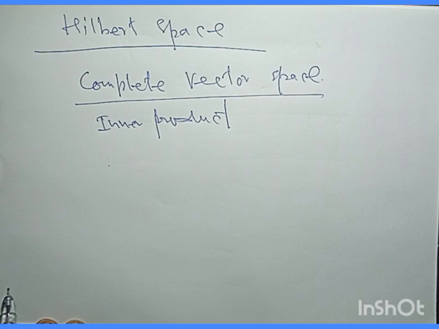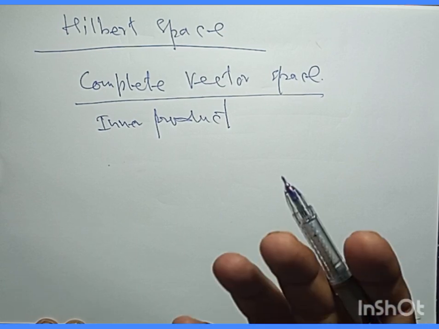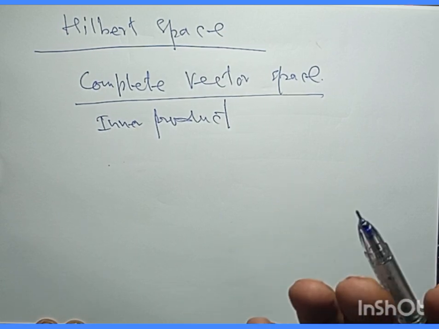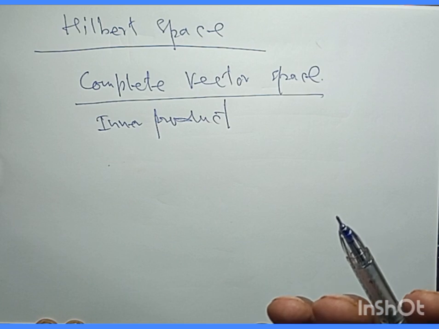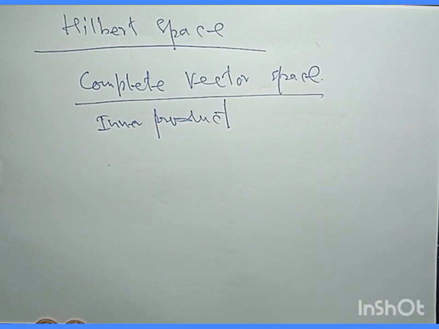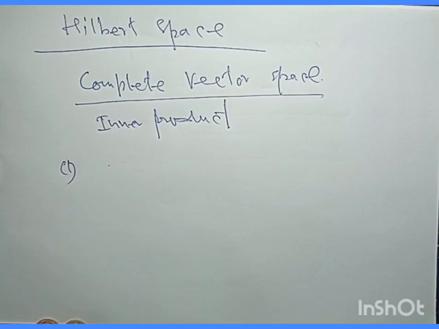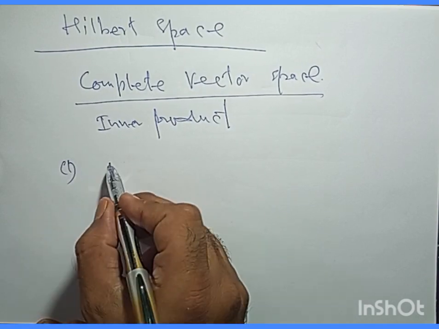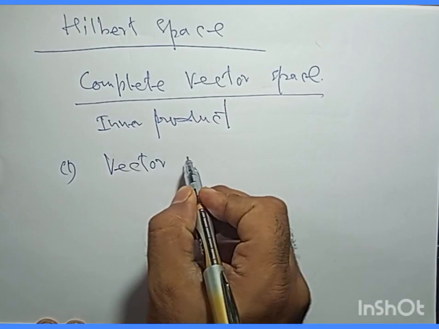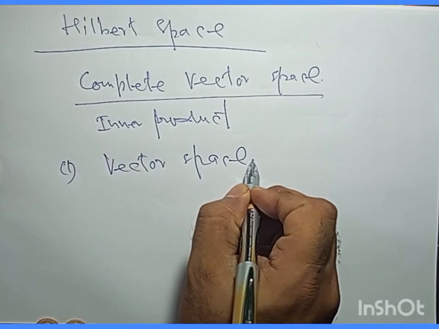What it does is provide the structure that's needed for quantum mechanics and other areas of physics and mathematics. And so we would like to start with the properties of this Hilbert space. Now, the first important property is that it's a vector space. I mean, this Hilbert space is a vector space.